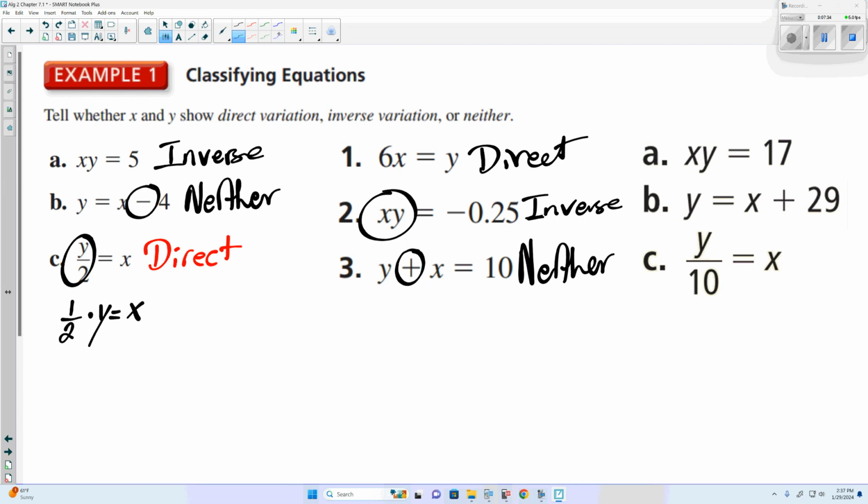Now, for the last 3 here, I'm going to write over the top of them, mainly because I ran out of room. I don't have any room next to them. But if we look at letter A for the first one, x times y equals 17, this would be inverse. How about letter B? Neither, because of the addition.